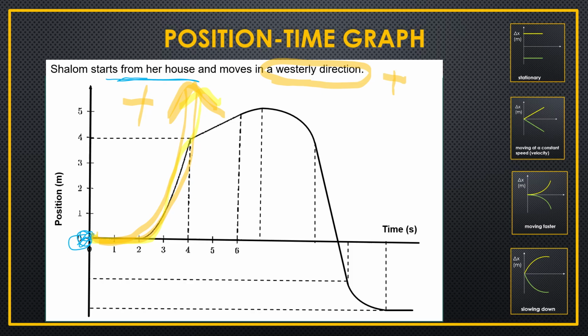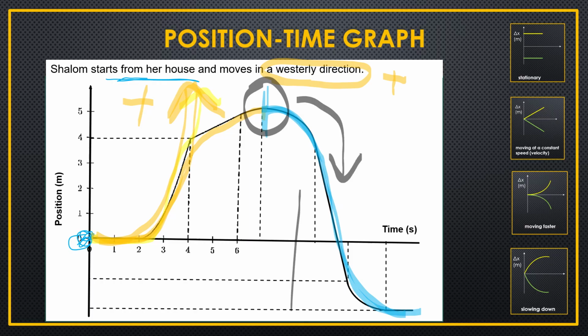Now she moves west, she moves up in a positive direction up to 7 seconds. And then you can see that there's a change in direction, because from there on the graph comes down. From 7 seconds the graph comes down. So that is the point where Shalom changes direction from west to east, the opposite direction. And because east is moving in the direction of the negative y-axis, we know that east represents the negative direction.